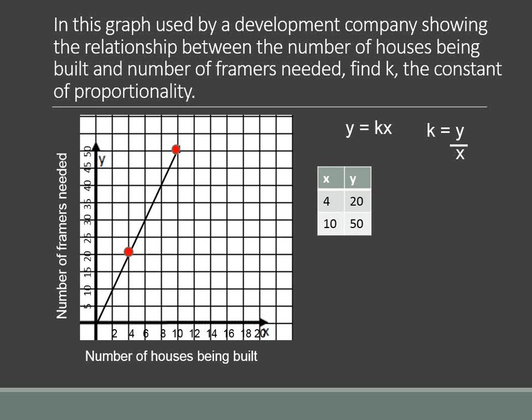So again, to find K, we're looking at the ratio of Y to X, or Y divided by X. So let's just do that right here for each of these points. Y divided by X is 20 divided by 4, which is 5. Or also you could say 50 divided by 10, which is 5. And so the constant of proportionality in this situation is 5. K equals 5. And it looks like everyone who chatted in already had figured that answer out. So good.